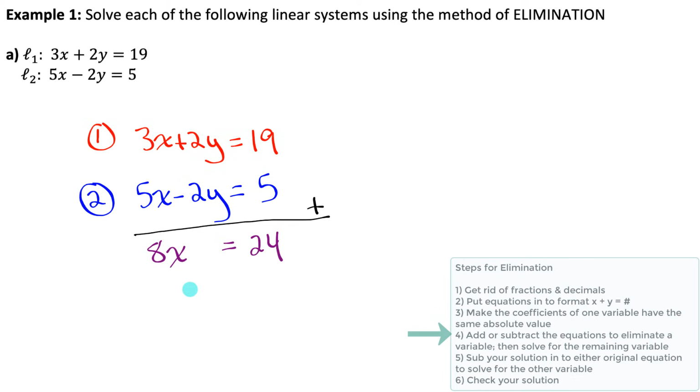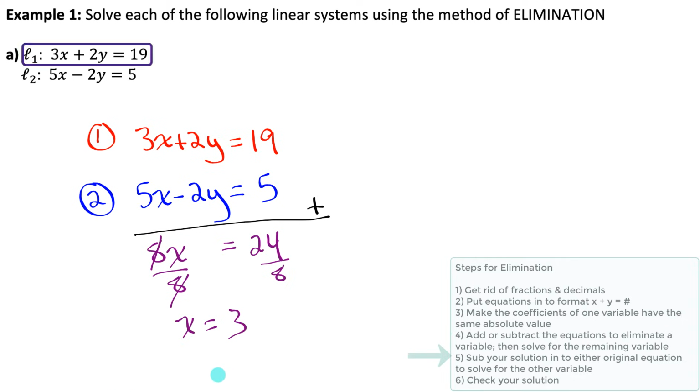We need to solve that equation for x by dividing both sides by 8. Those cancel, and I have x equals 24 over 8, which is 3. We've now solved for x. We can take that solution for x and plug it back into either of the original 2 equations. I'm going to sub it back into equation 1, but you could sub it into equation 2. We get the same answer for y.